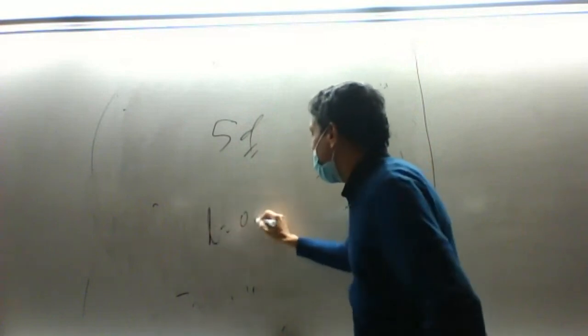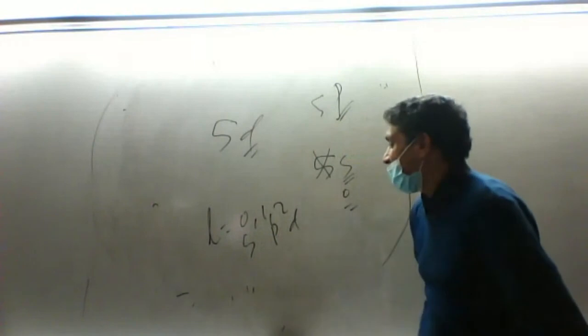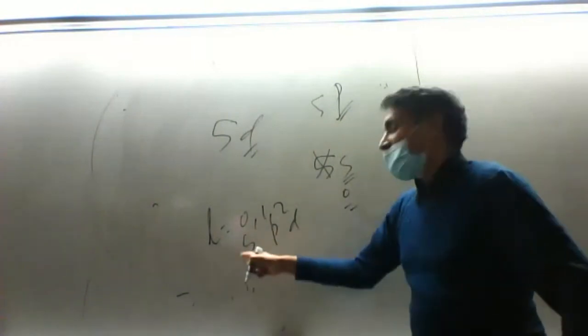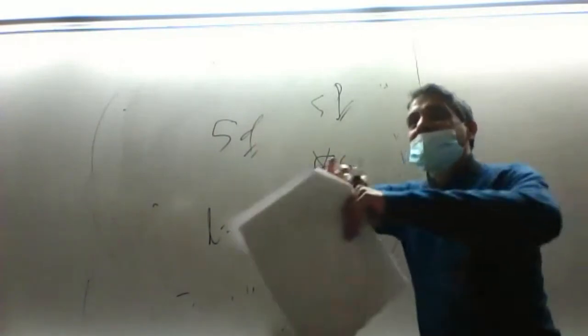L equals 0, 1, 2. We label them like that. So this is S, this is P, this is D. I told you what the value over there is. That is the number of nodes, right? So if D has a number 2 here, D has 2 nodal planes.